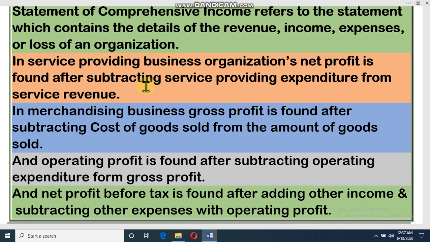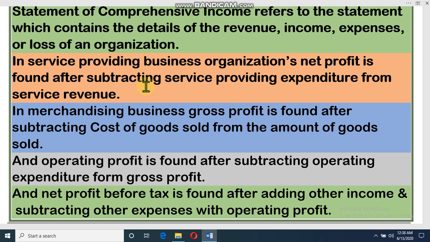In this type of organization, income statement is only one step. That means all service revenue will be recorded in one side. Then from that we have to subtract the expenditure of that organization. Then we will find the profit. Dear student, for example, a lawyer, a doctor, or engineer, they are examples of service providing business.